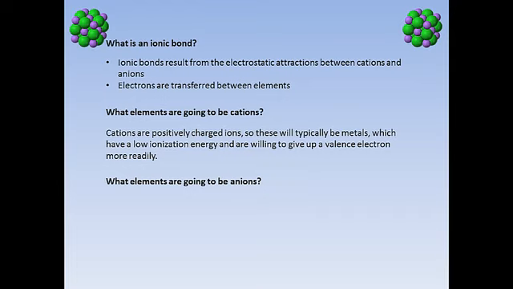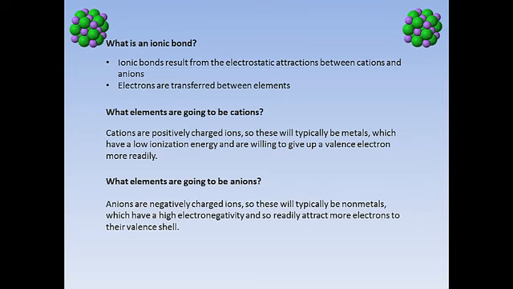What elements are going to be anions? Anions are negatively charged ions, so these will typically be nonmetals, which have a high electronegativity and so readily attract more electrons to their valence shell.